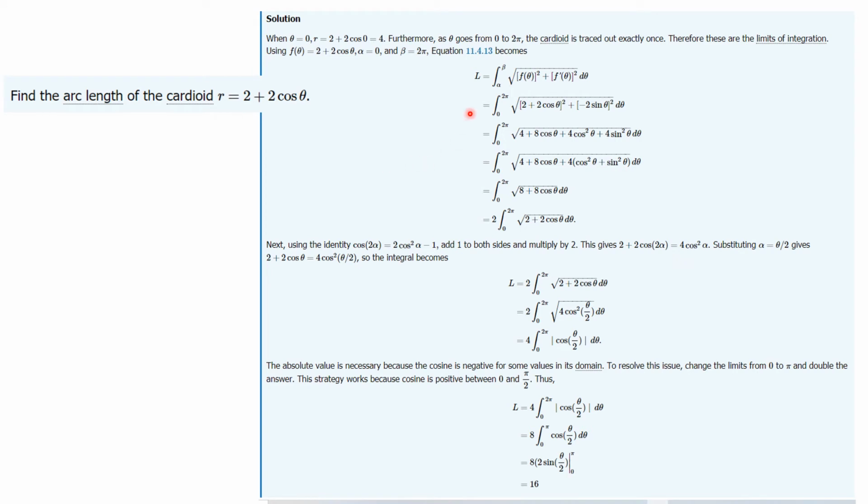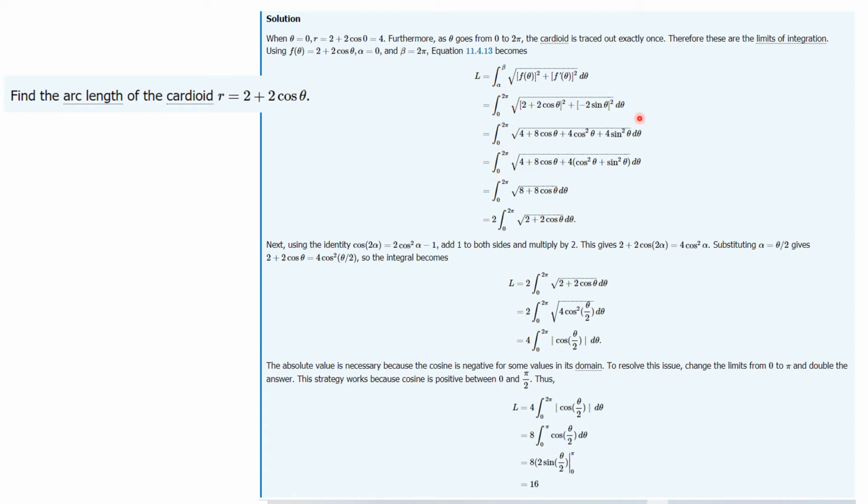All right, so what we're doing is writing this as r equals f of theta. So we're taking (2 plus 2 cosine theta) squared, and f prime, the derivative of r with respect to theta, is minus 2 sine theta, but we square that as well, and we integrate this d theta. We're going all around the cardioid, and the period is 2 pi, so we go from 0 to 2 pi, doing it once.